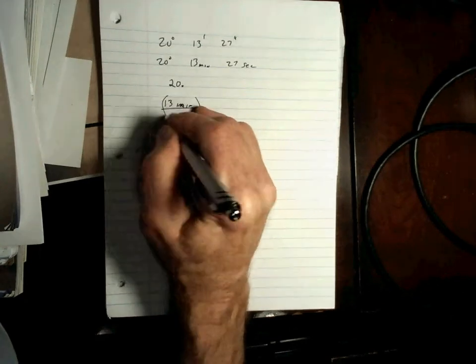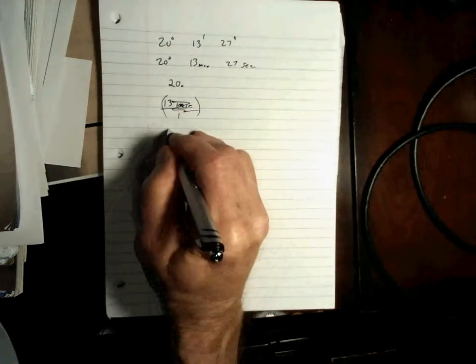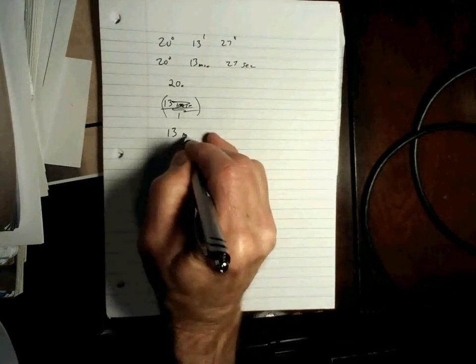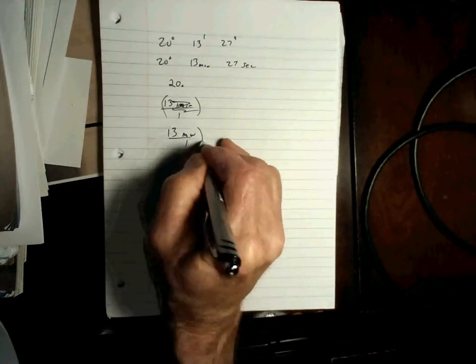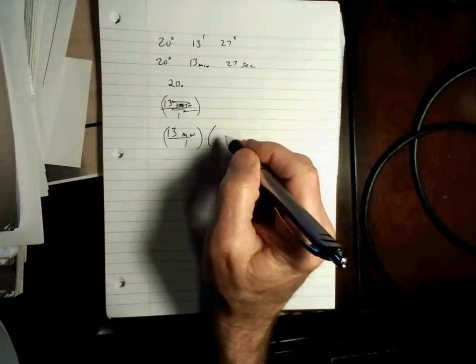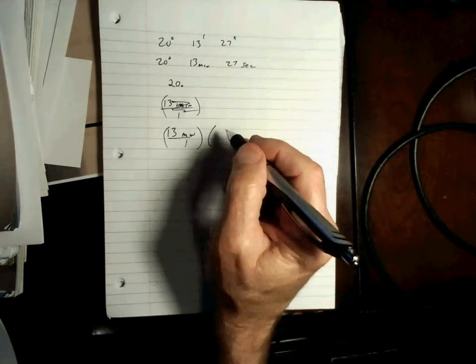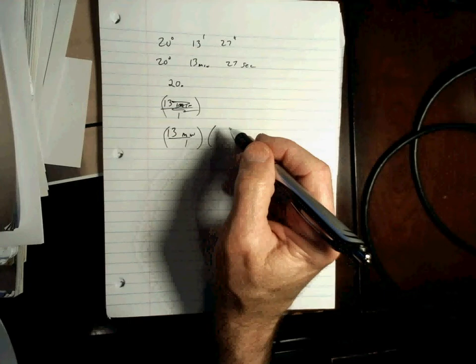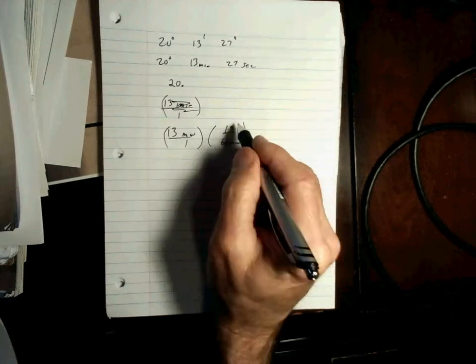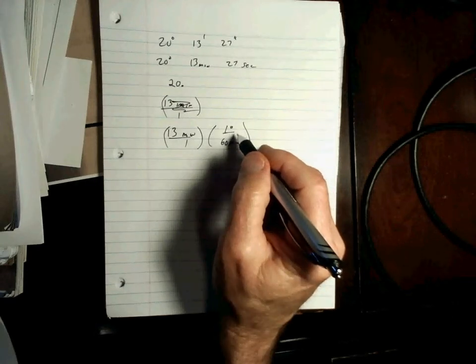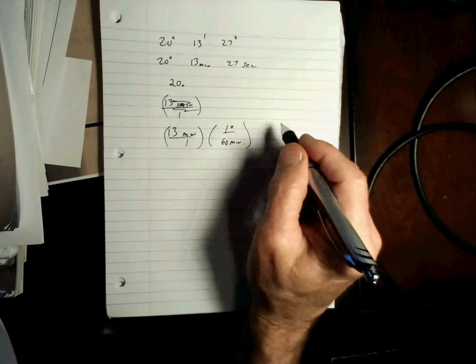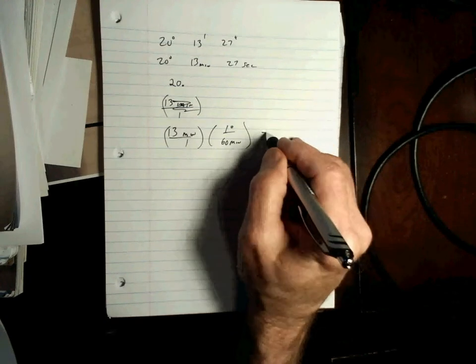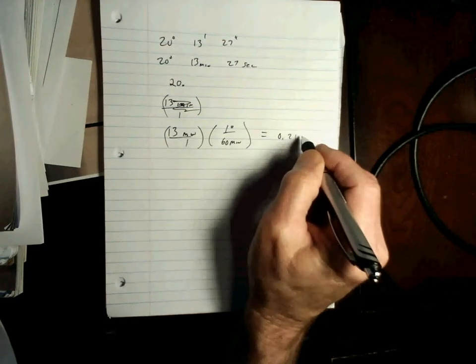Let's write that again: 13 minutes over 1, and I'm going to convert that to a piece of a degree, and that's where we're going to use the final unit, 1 degree over 60 minutes. In doing this math, we're going to get an answer of 0.2166 degrees. So at this point, we're looking pretty good there.